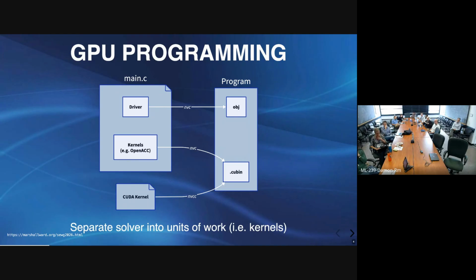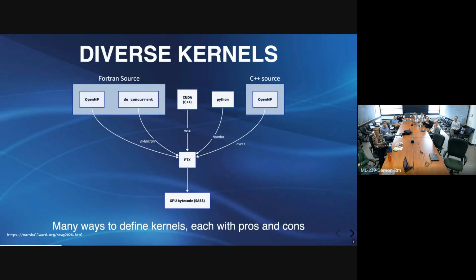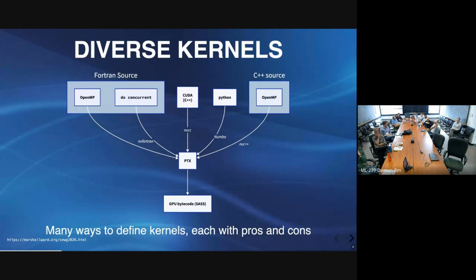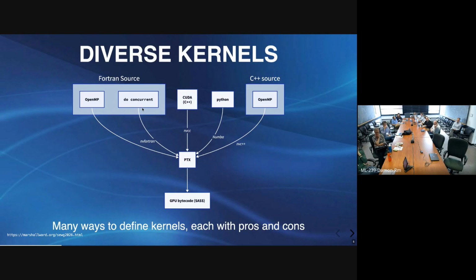If we want to program to the GPU, what we really have to do is take those solvers, chunk them up into units of kernels that can be sent over to the GPU, and then have a driver that steers the whole thing. And of course, you can divide that labor as you want. But there's more than one way to write a kernel. Python can generate kernels with Numba. You can write kernels in OpenMP, OpenACC. Julia has its own way of doing things. But the one thing here that I'm calling out is the do concurrent construct.